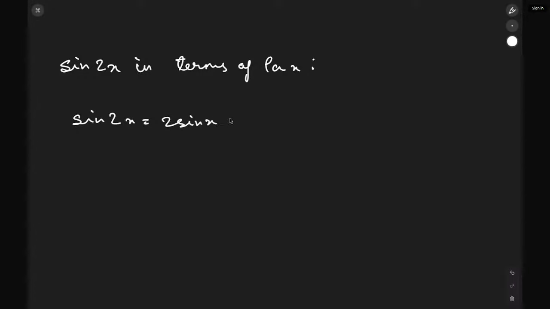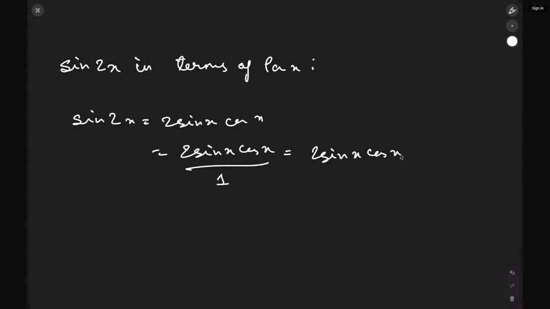Similarly, now we will write sine 2x in terms of tan x. So sine 2x is equal to 2 sine x cos x, whole divided by 1. This will lead to 2 sine x cos x upon sine square x plus cos square x.